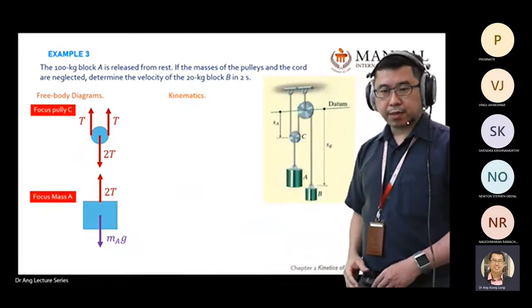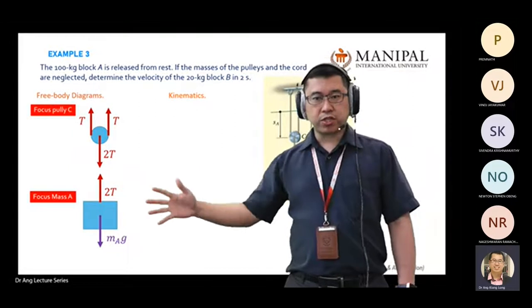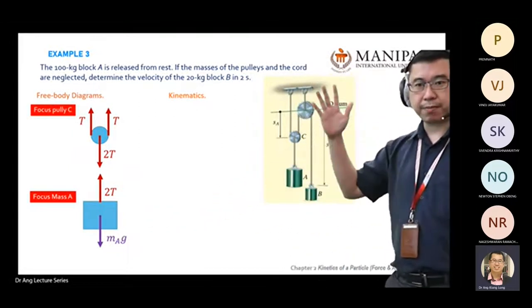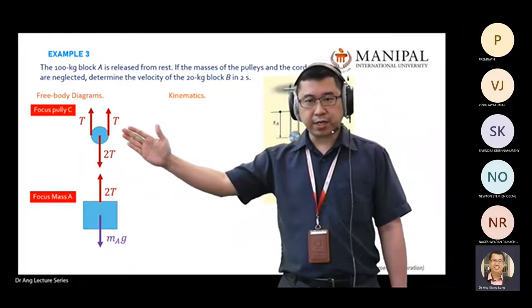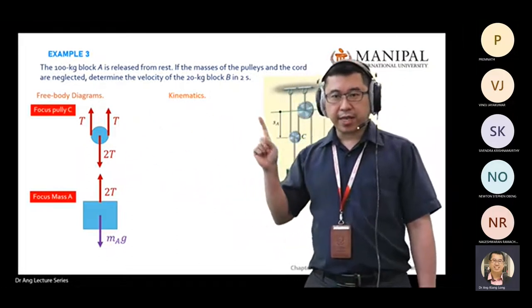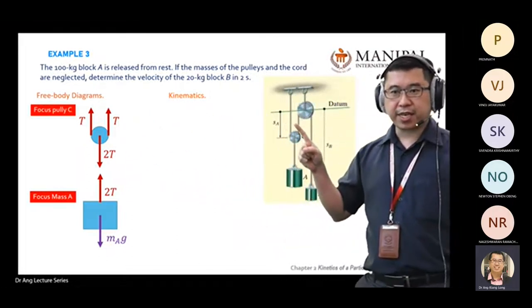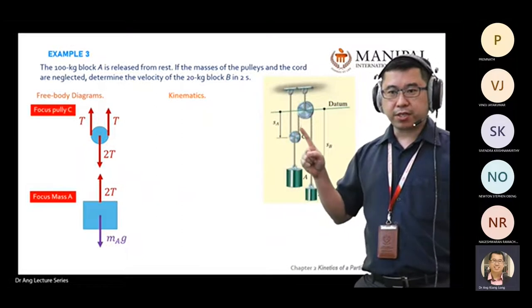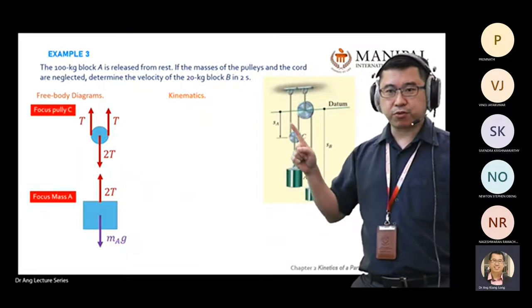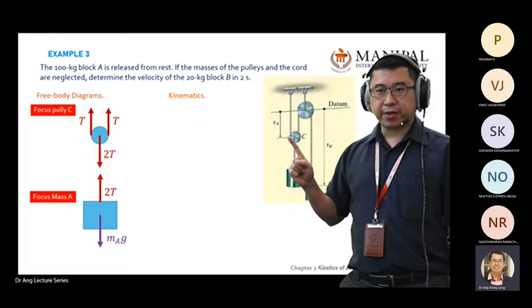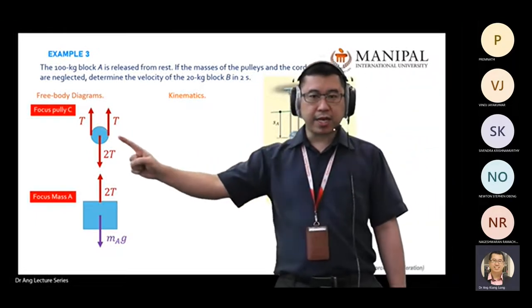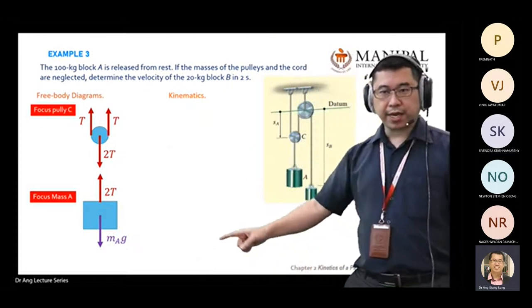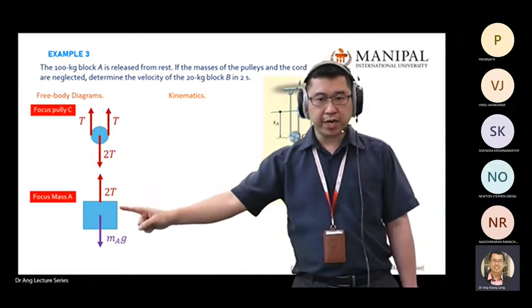Okay. This is the strategy when you are involved with a pulley system. You always start with focusing on one of the pulleys that shares the same tension. In this case, pulley C, you have three cables. You can relate the relationship between this cable with this diagram, T, T, and 2T. And then you transfer the information to another free body diagram.